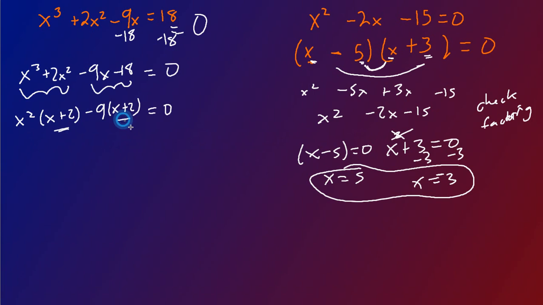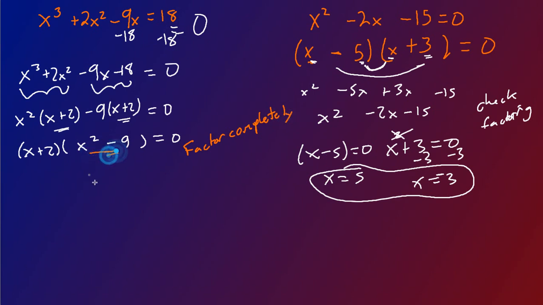Alright, so I see that this is common, so I factor that out. And then I have x squared minus 9. So this is a very good problem because the first few examples like this, I wasn't able to do anything because this was a plus, but now I need to factor completely. So if I see something that I could factor again, I go ahead and do that. So I can factor that, so I will.